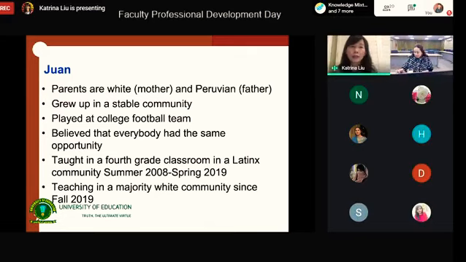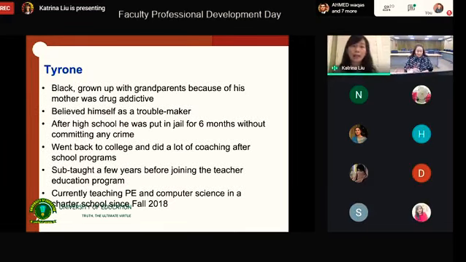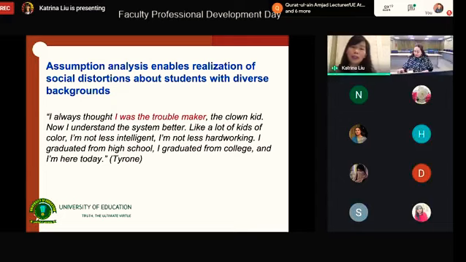So Juan is mixed race. His mom is white and his father is Peruvian. He grew up in a very rich community, and he believed that everybody has equal opportunity. Tehran, however, grew up with his grandparents because his mother was a drug addict. He believed himself to be a troublemaker, and he was sent to jail for 6 months without committing any crime. It's totally wrong. Then he went back to college.